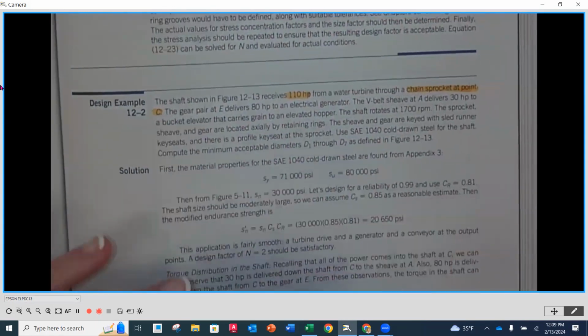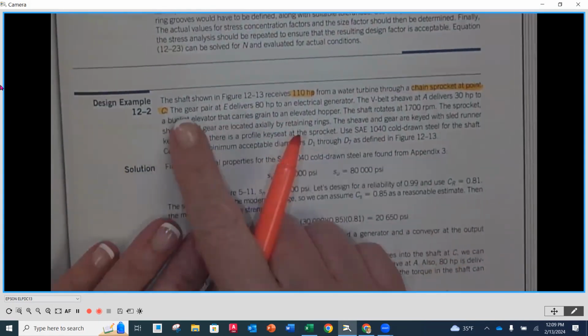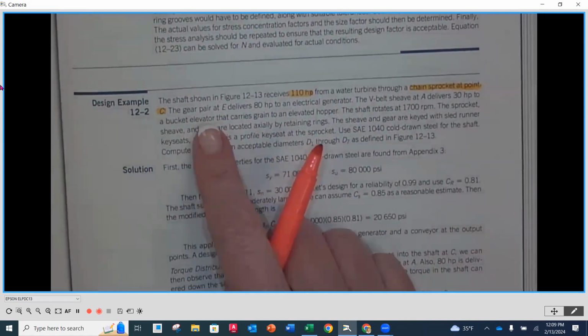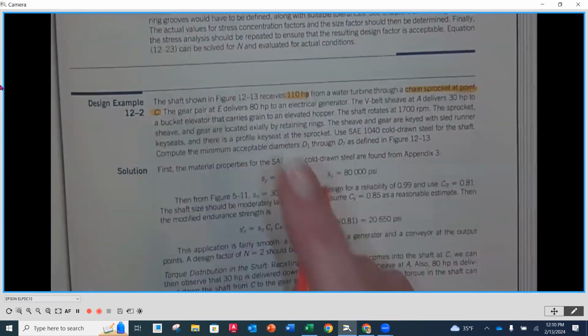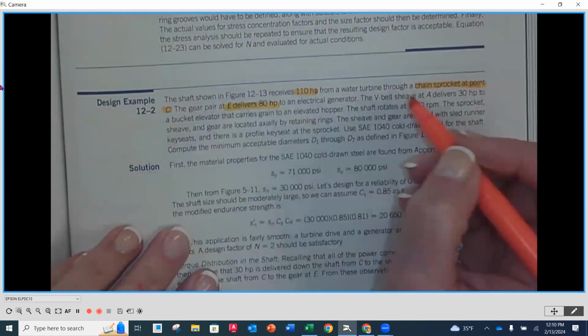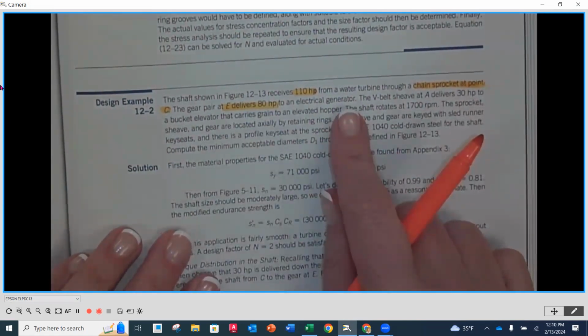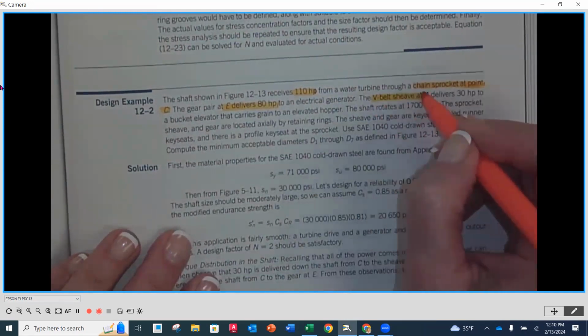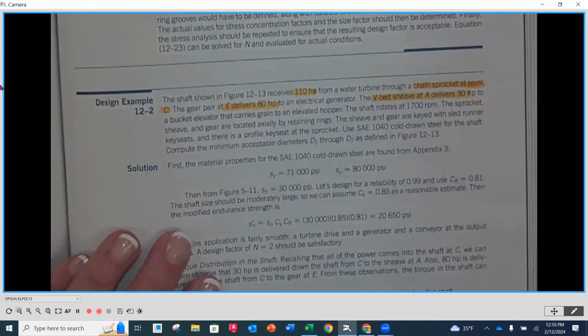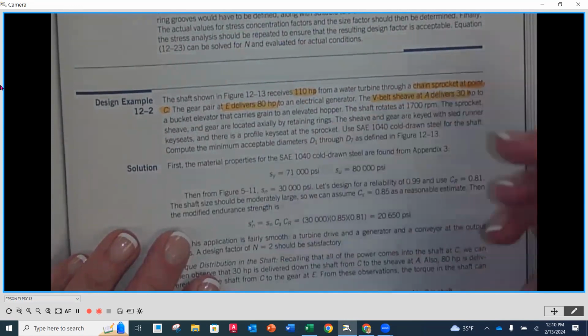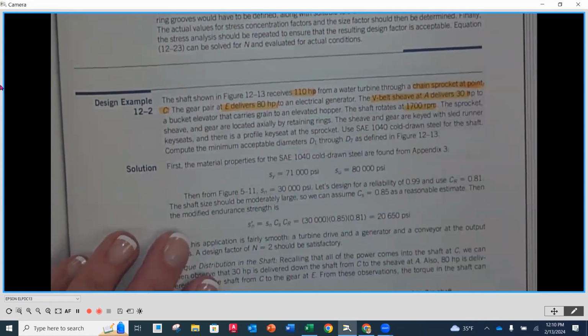It's on page 525. The gear pair at point E is going to deliver 80 horsepower to an electrical generator. And then the V-belt sheave is going to deliver 30 to a bucket elevator. Okay. The shaft rotates at 1700 RPM.